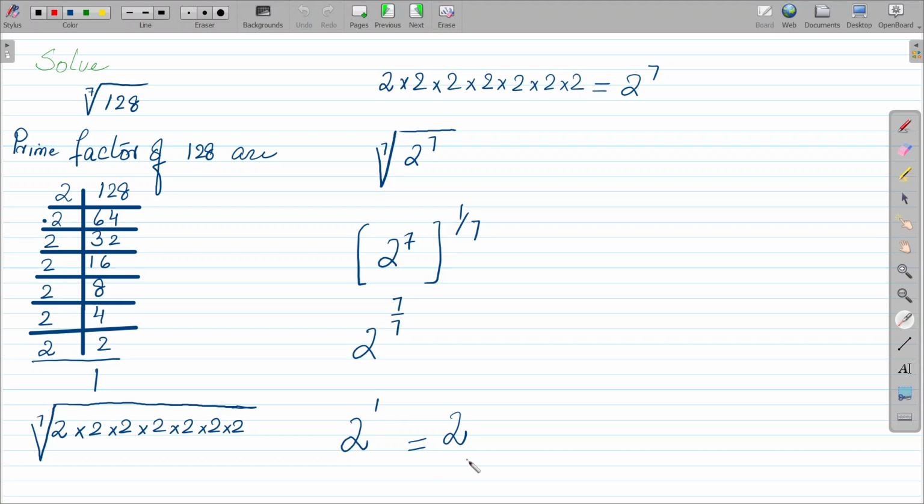So it's a very simple problem, and the most important thing is we have used prime factorization for solving this. Let's go to a slightly more challenging problem for surd.